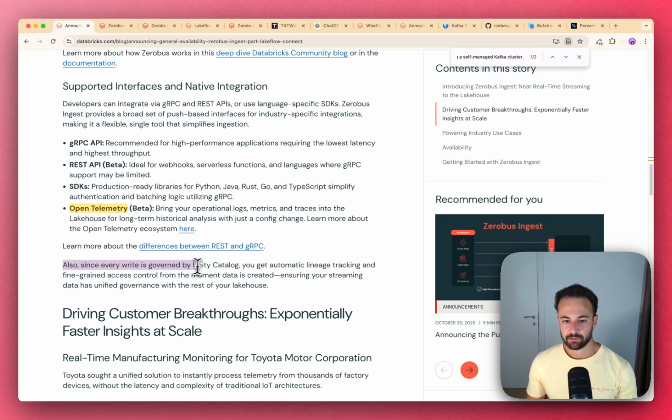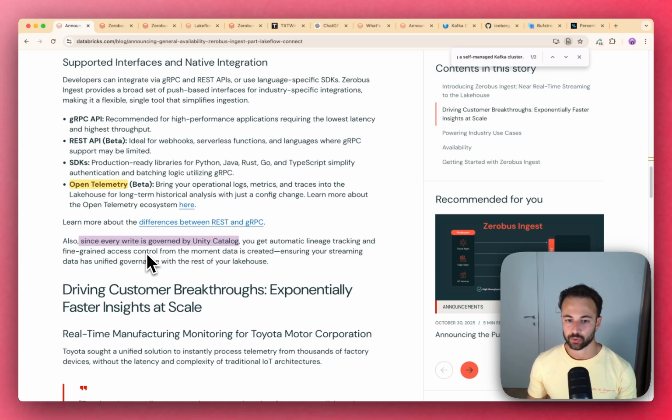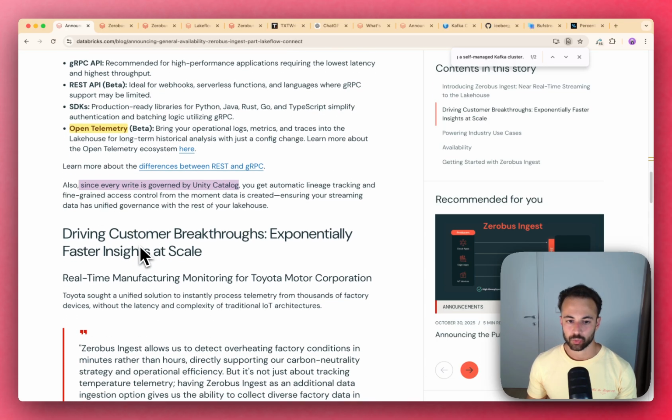Also, since every write is governed by Unity Catalog, you get automatic lineage tracking and fine-grained access control from the moment the data is created, ensuring your streaming data has unified governance with the rest of your Lakehouse. That's also pretty cool. You get sort of audit logs, I would imagine, and lineage tracking and RBAC to figure out who created the data, what you can do with it, etc.